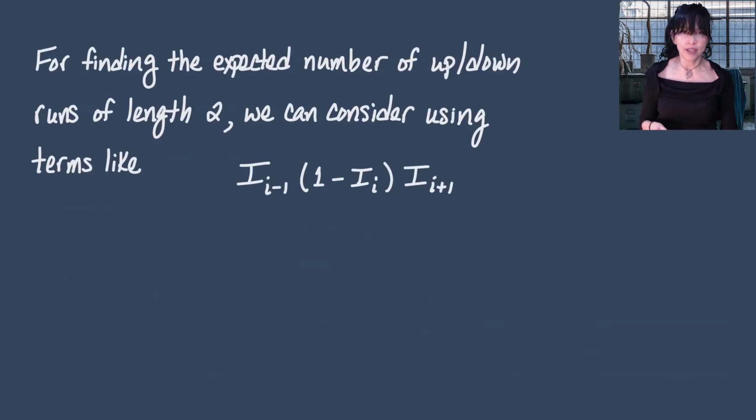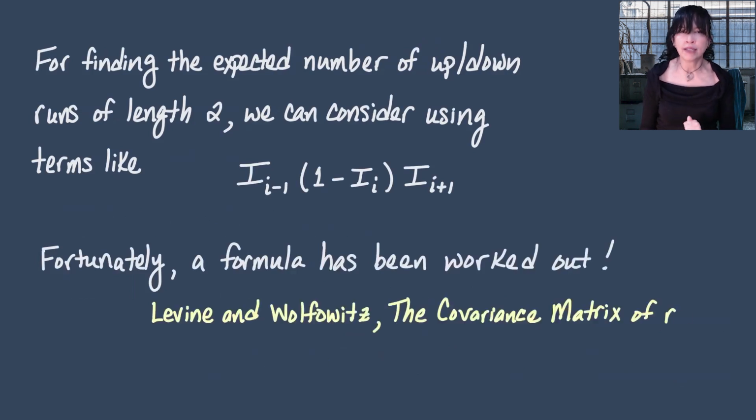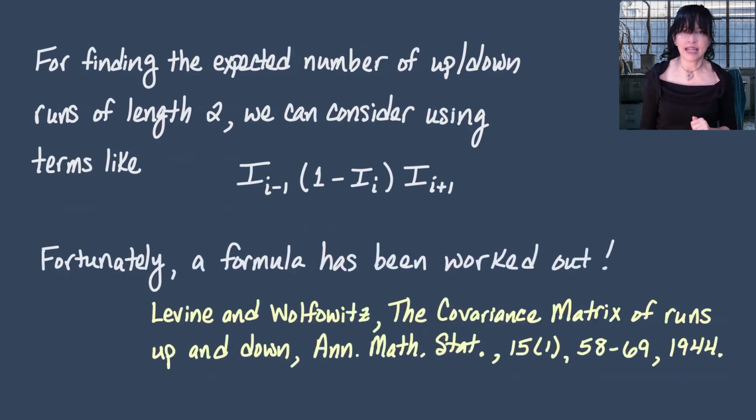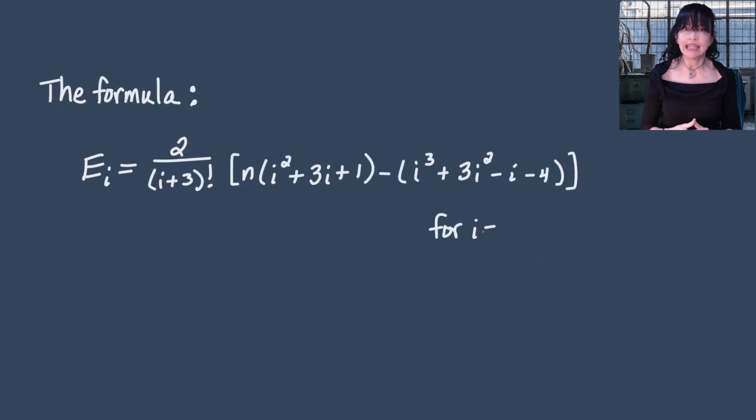Fortunately, this has been worked out for us back in 1944. There's a paper by Levine and Wolfowitz. It's called the covariance matrix of runs up and down. And I'll leave the citation here if you want to check that out. So the formula they came up with looks like this. I did sit down to try to work this out one weekend, and I managed to get it. It's kind of tedious, and so I'm just going to leave it here. But if you want to check it out and plug in I equals 1, you should end up with 5n plus 1 over 12, which is what we got working it out our way.